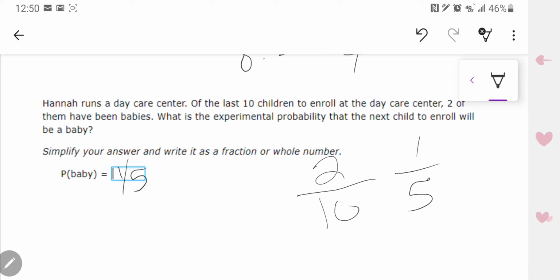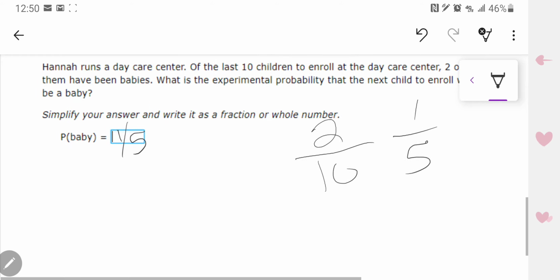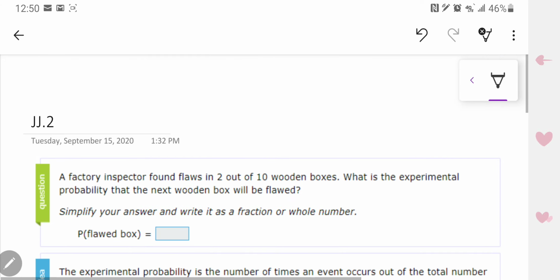Hopefully you notice how easy these are. Okay, that is all the ones I did because they're all very, very similar.